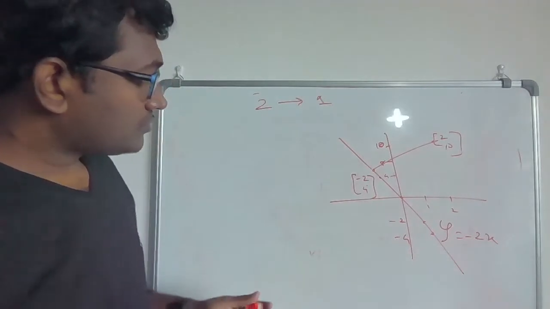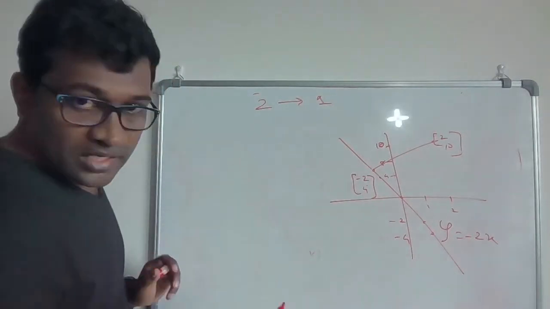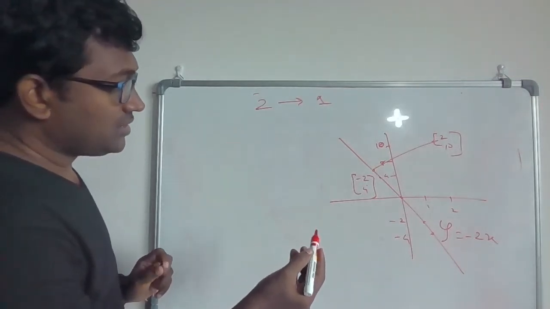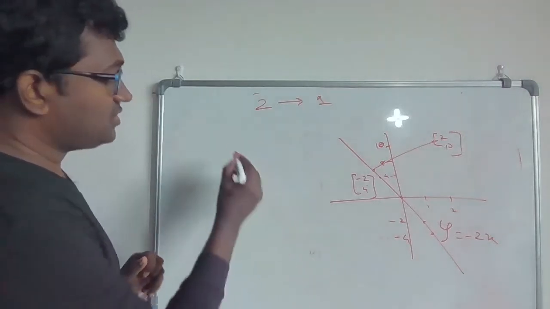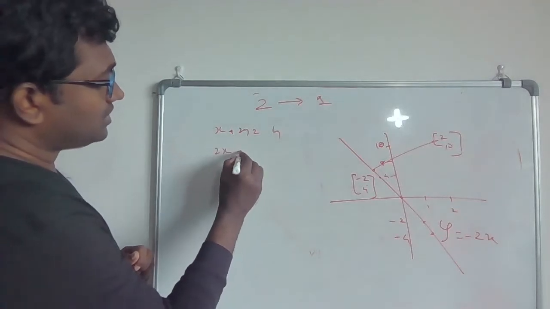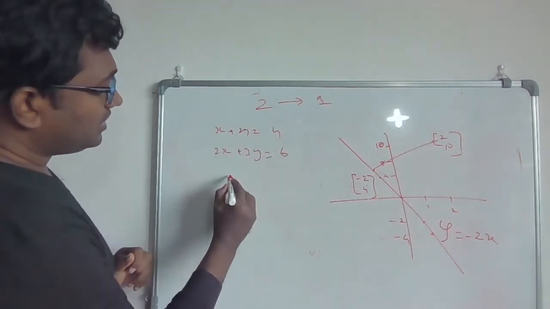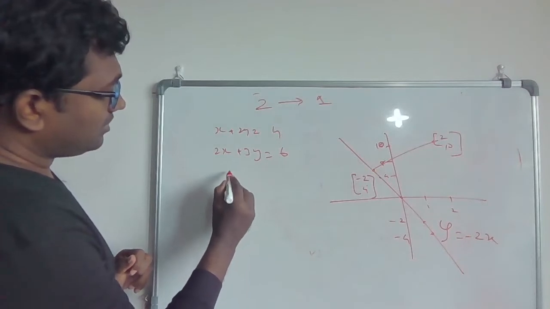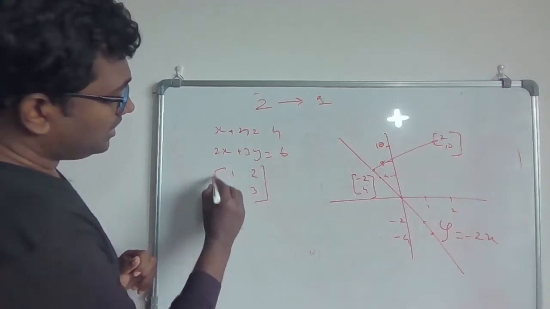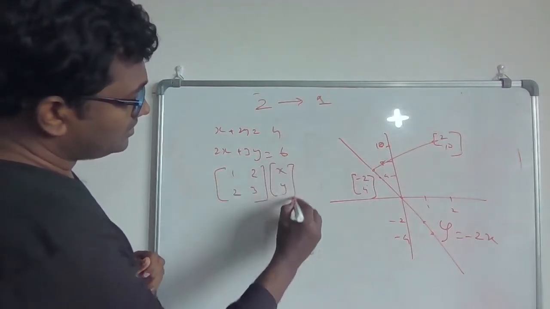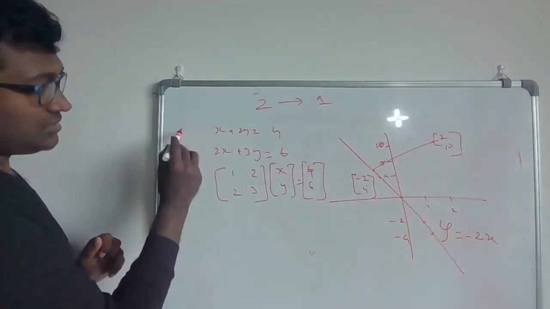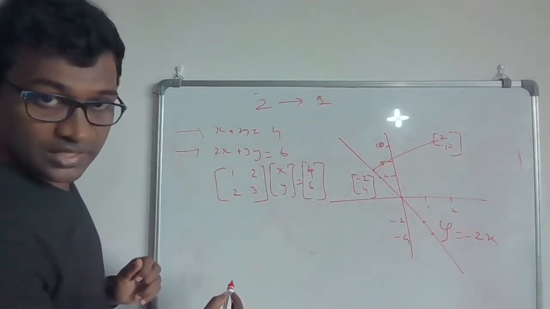Now you have a system of linear equations, and you can solve for x and y, which I gave as an example at the start of the linear algebra. Let's say you have two equations, x plus 2y is equal to 4, and 2x plus 3y is equal to 6. You can write it in matrix form: the matrix 1, 2, 2, 3, times the vector x, y, is equal to the vector 4, 6. This is the matrix notation of a system of linear equations.